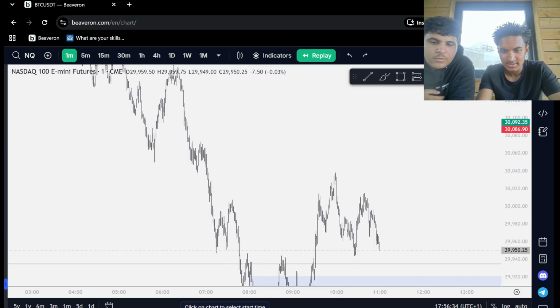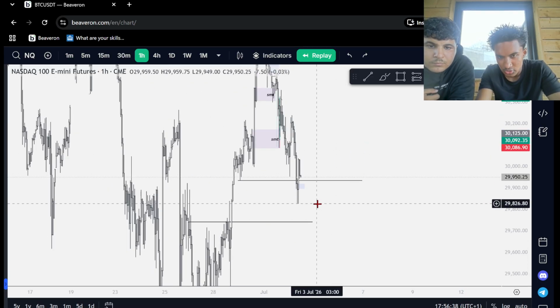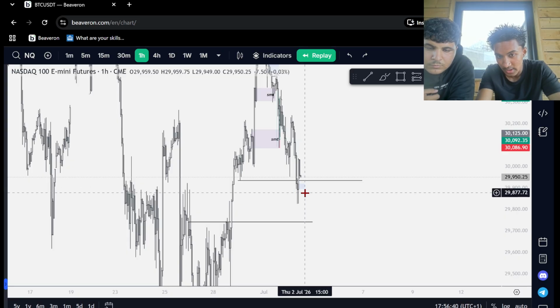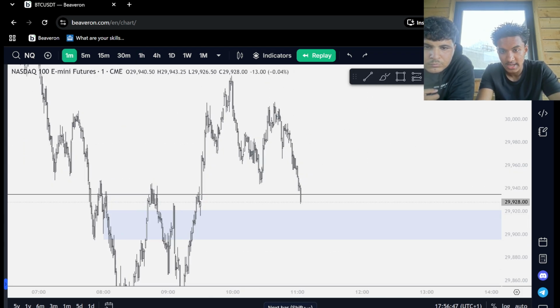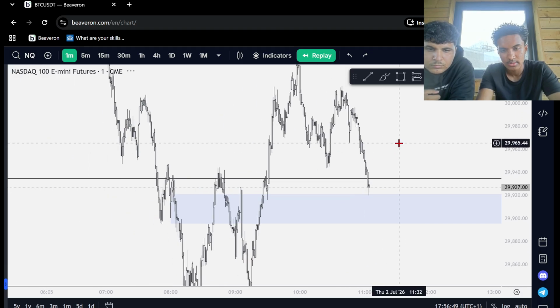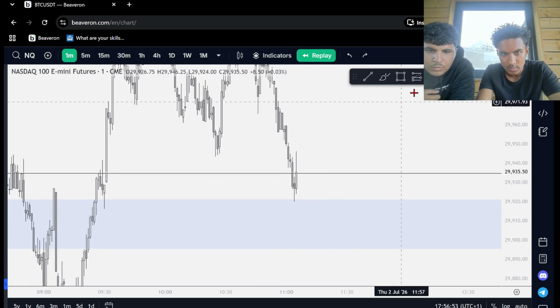Oh shit, yes. Okay, so remember, let me just go over this again. We have our draw, we have our POI. Now all we're waiting for is a tap of our POI in our direction, and then we want to wait for an entry model. Okay, so we have our tap. Cool. Now what? We wait for an order block on the 1 minute, which we have right here.